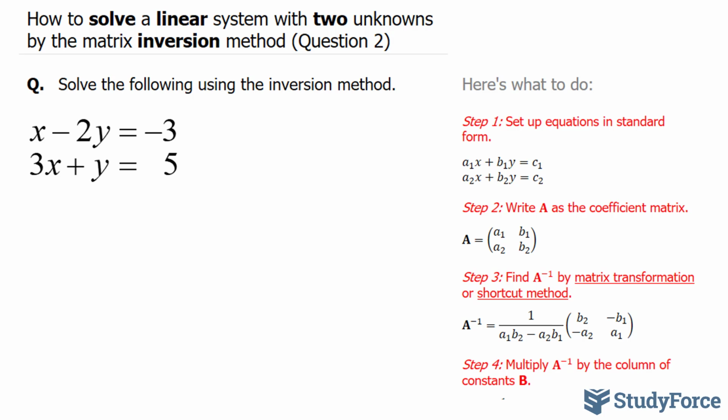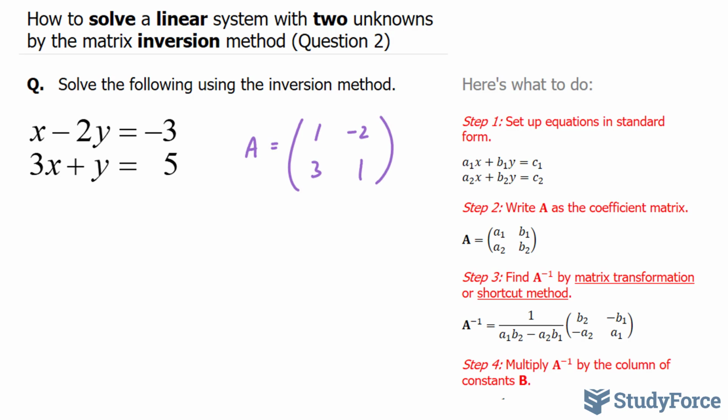Step number 1 says, set up the equations in standard form, and they're already in standard form. Notice that we have the x and the y on one side and the constant on the other. Number 2 is write the matrix A as the coefficient matrix. So we'll take the coefficients of x and y for both of these and write down a matrix. So our matrix is A, and the coefficients here are 1, -2, 3, and 1.